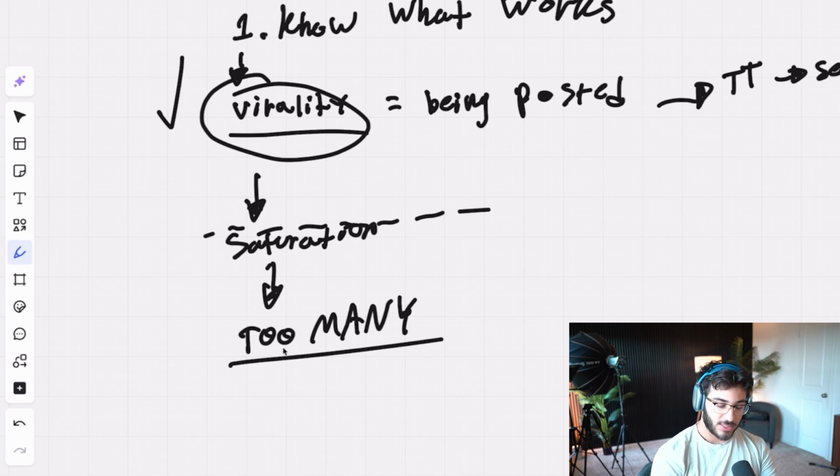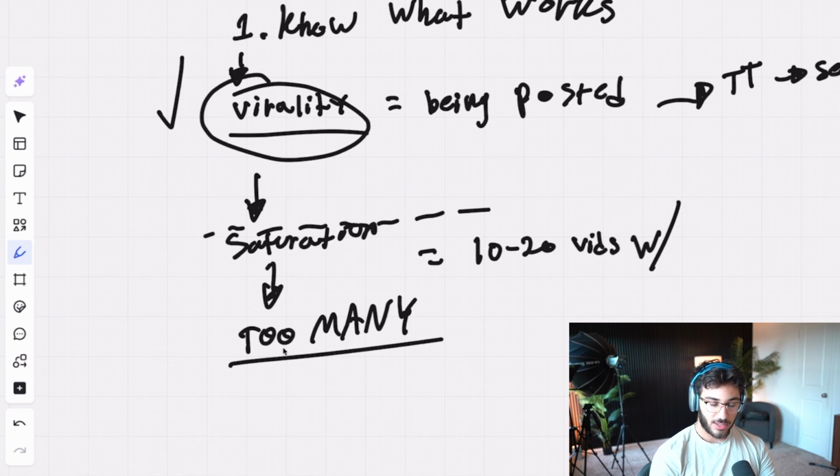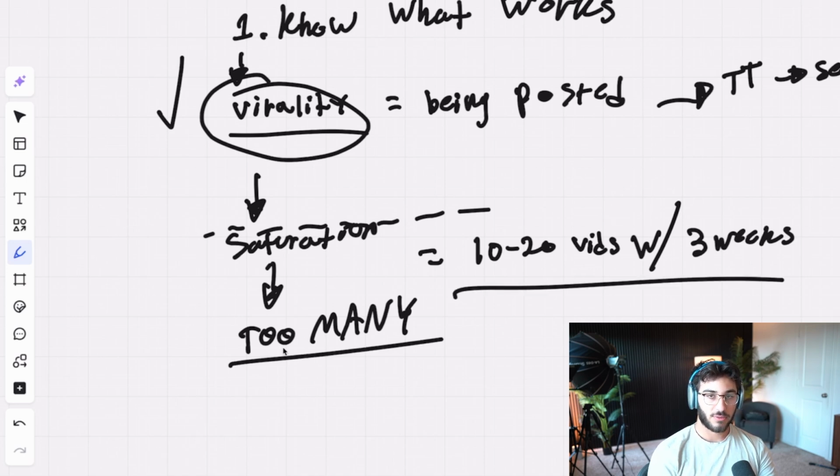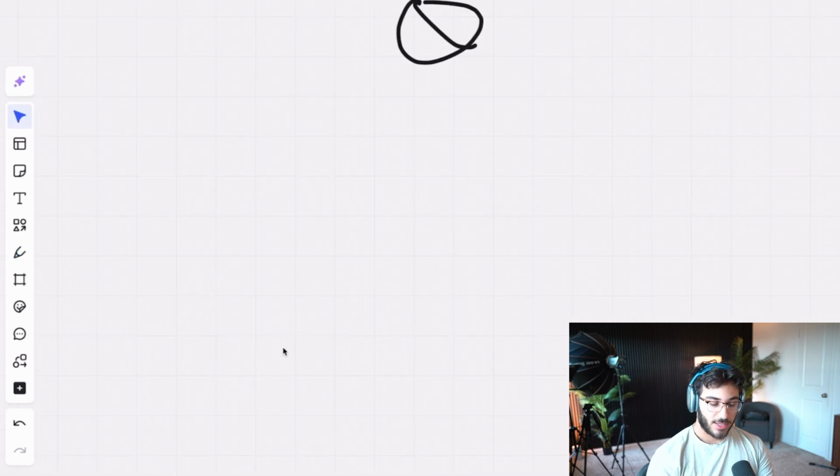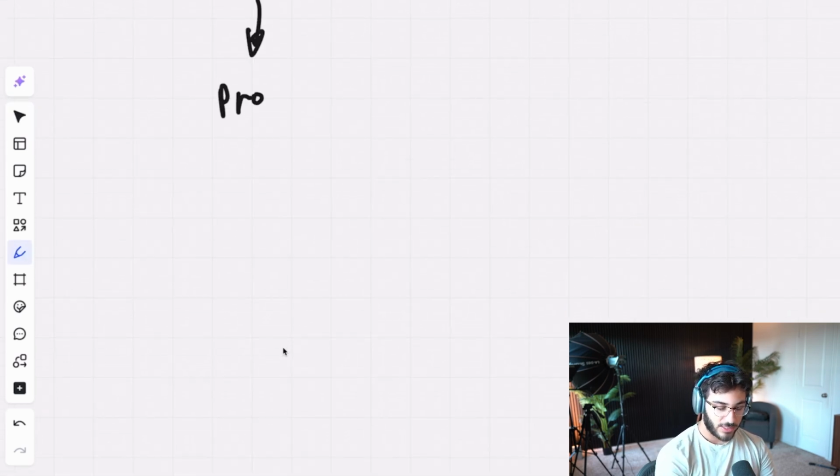Now, a good sense for this is if there are 10 to 20 videos within 3 weeks of your product that you can see on TikTok, it is not going to be worth your time trying to sell that product. That is going to be a saturated product. Okay. Next thing that works is problem solving.